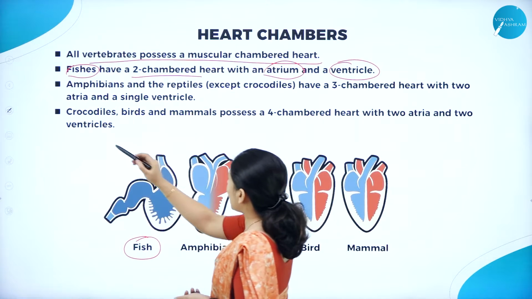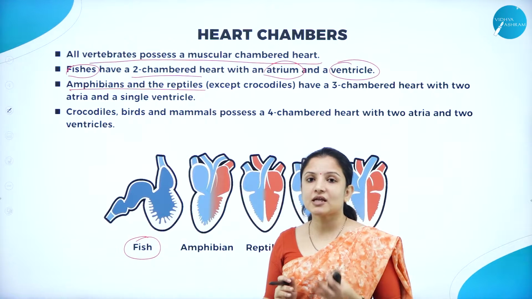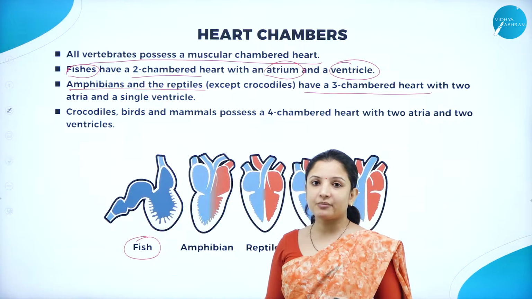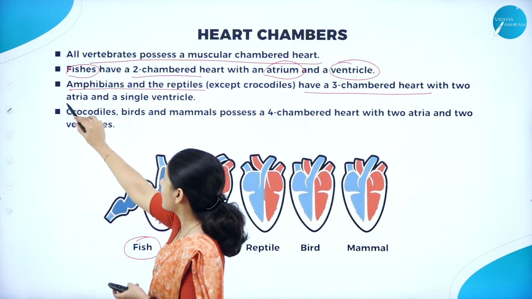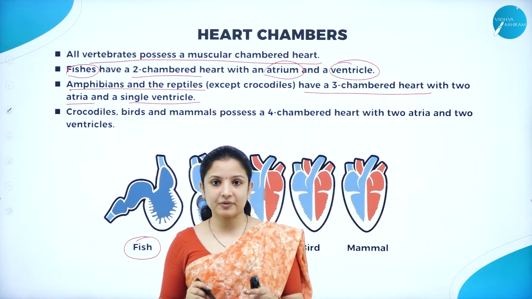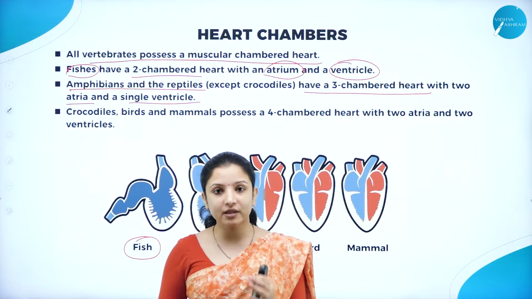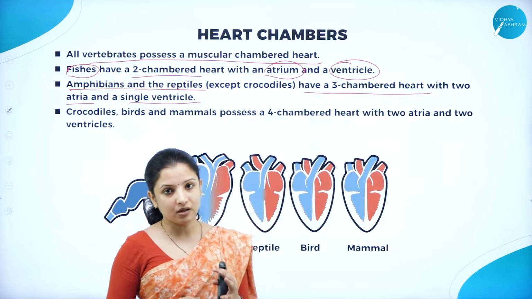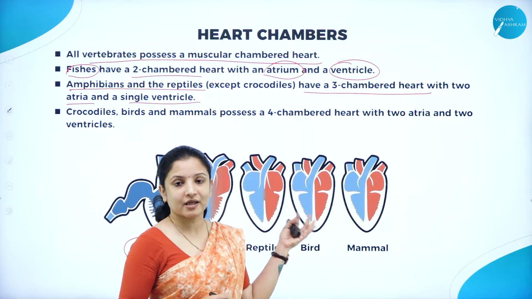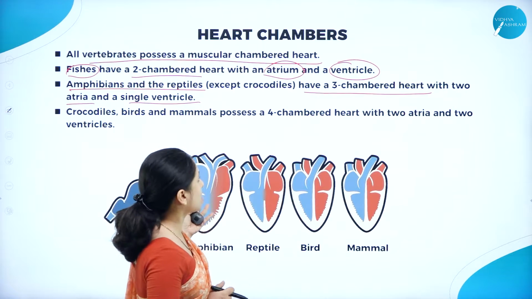Next, talking about the amphibians and the reptiles. Amphibians and reptiles have a three-chambered heart. Three-chambered heart means they have two atria and one ventricle. But always remember, all the reptiles have a three-chambered heart, but it is only the crocodiles that have a four-chambered heart. So the crocodile is an exception here. This is one of the important one-mark questions they can ask: which is the reptile that has a four-chambered heart? It is the crocodile.